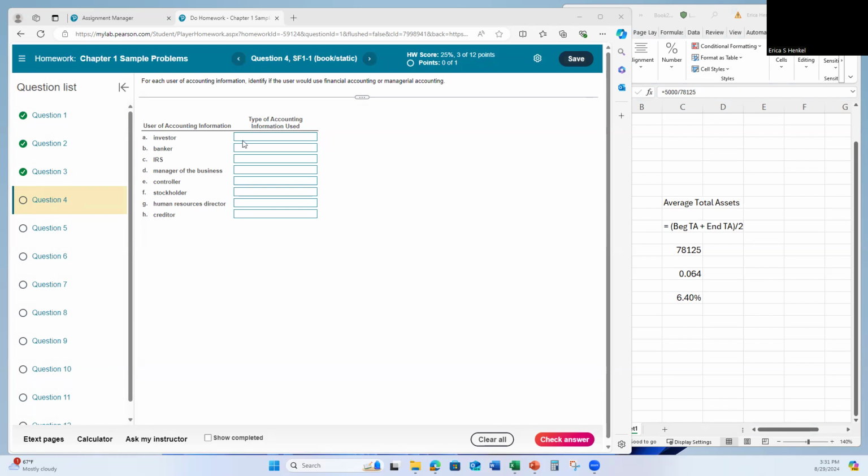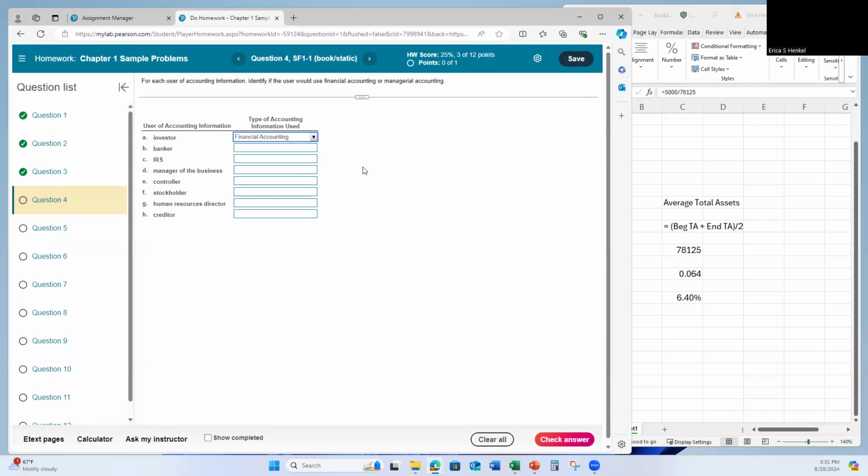So investors, we can go down this list and say, are these people inside the business or are they outside the business? An investor is someone outside the business who is considering investing funds into the business to become a partial owner and hopefully make returns on their investment or earn money by having increased value appreciation of the company. So they are primarily interested in financial accounting because they are outside the company.